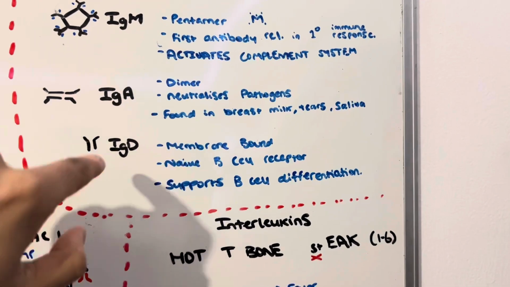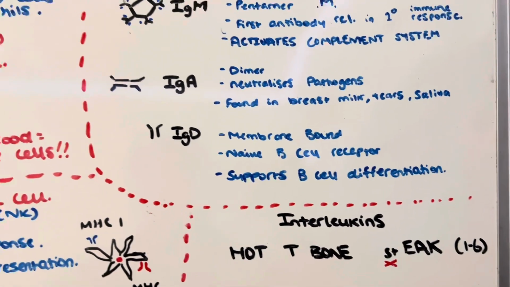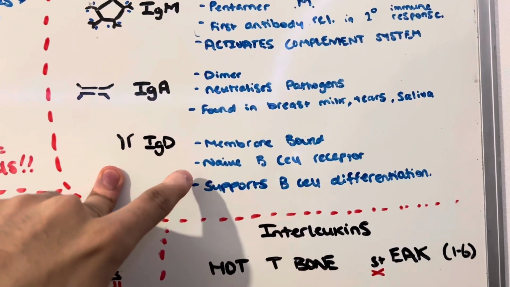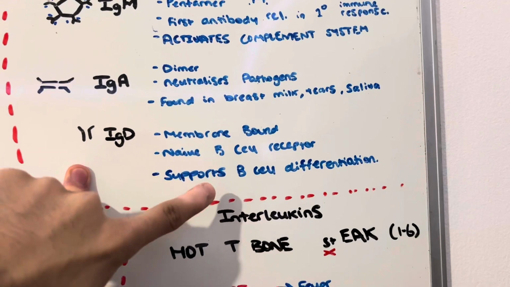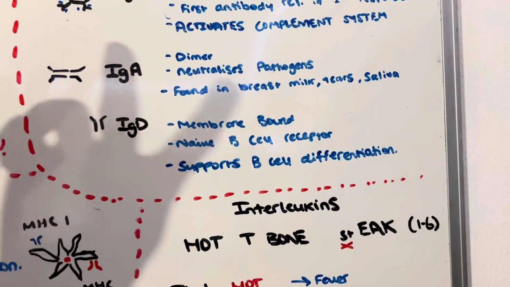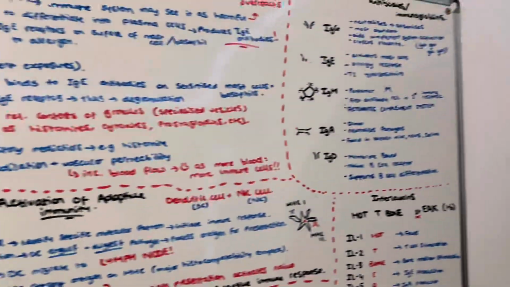Next, we've got IgD, and this is membrane bound. It's involved with the naive B cell. It has a naive B cell receptor, and it supports B cell differentiation. I need to fact check that. If I got that wrong, I'll write in the comments. Next, so we've gone over physical immunity barriers and antibodies.